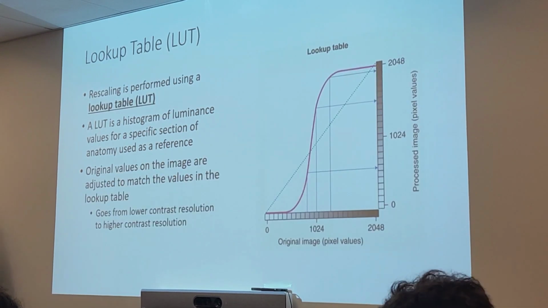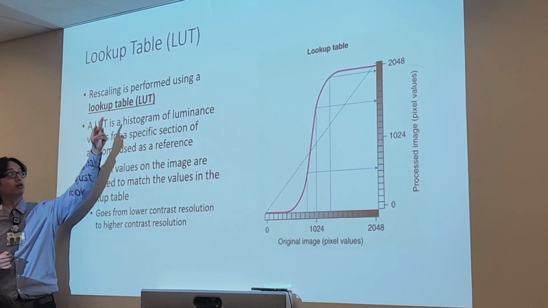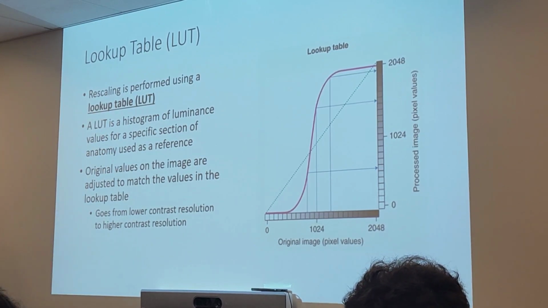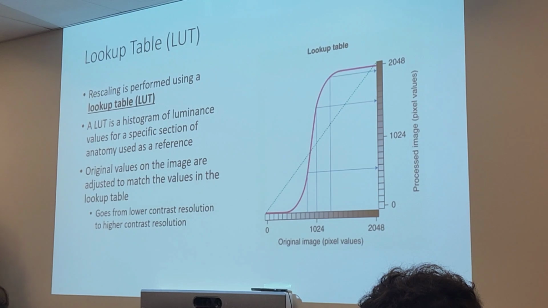So, how does the computer do automatic rescaling? It does it through something called a lookup table, LUT. Make sure you do know this vocabulary word because the registry loves to throw this in there. Okay. So, we use the lookup table to change our raw data into that final image. So what's going on?